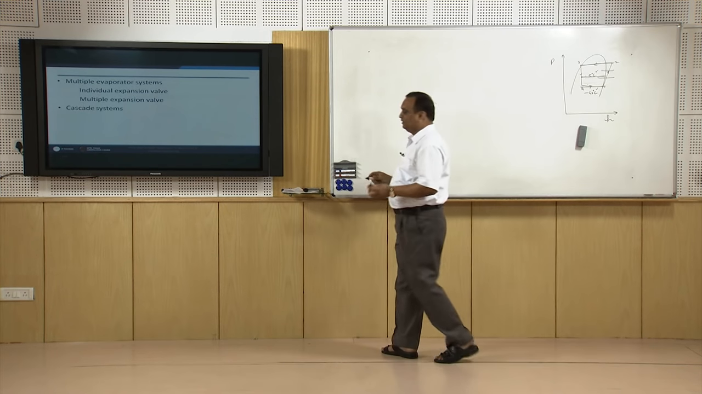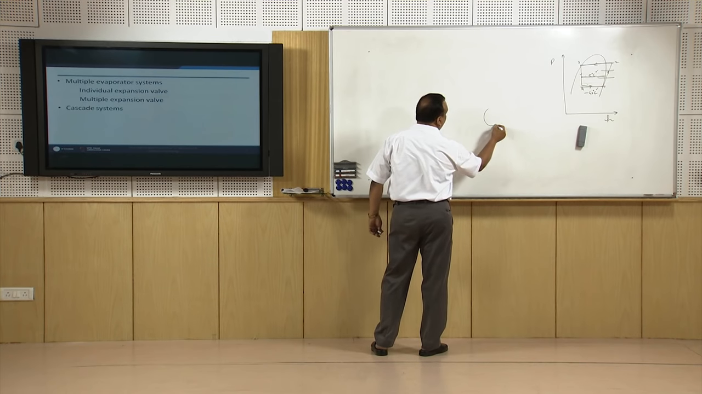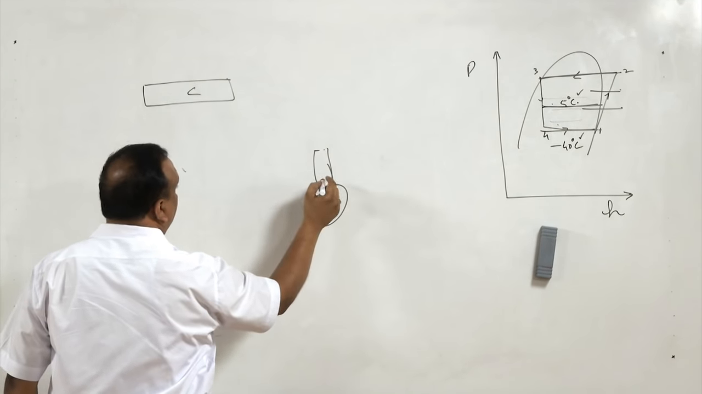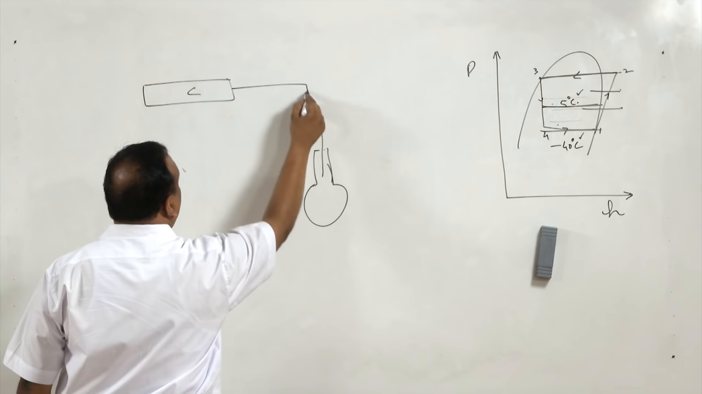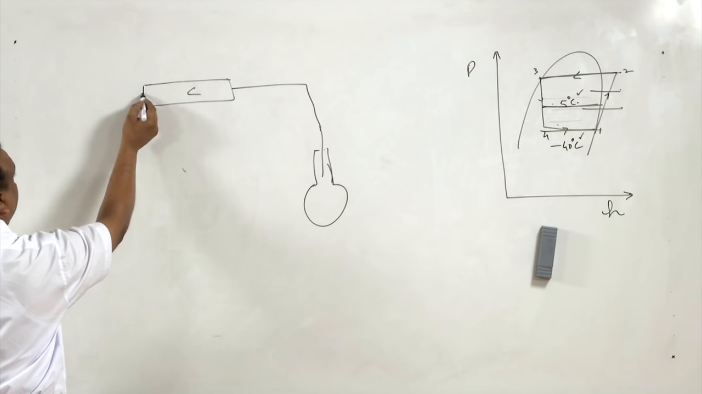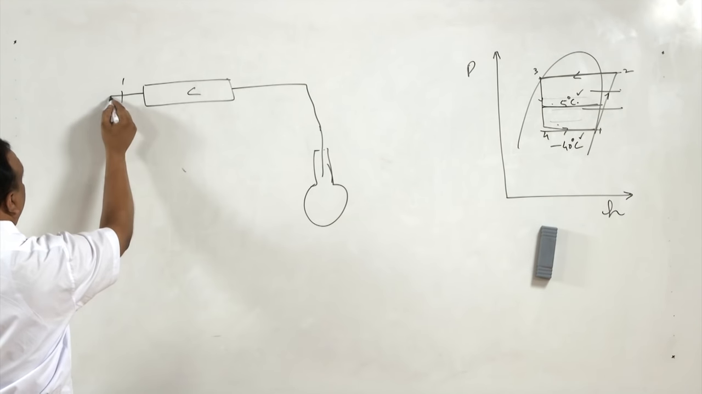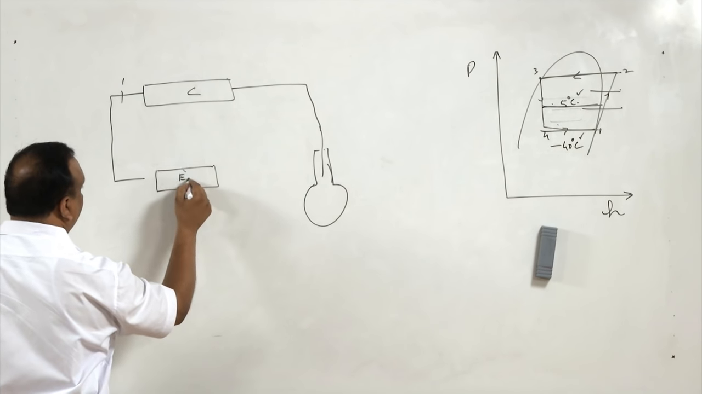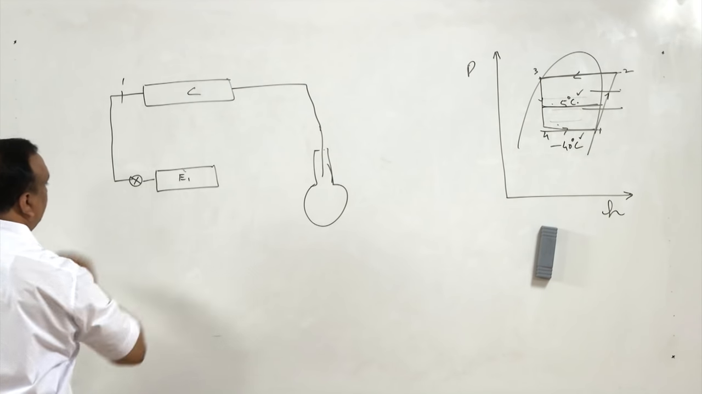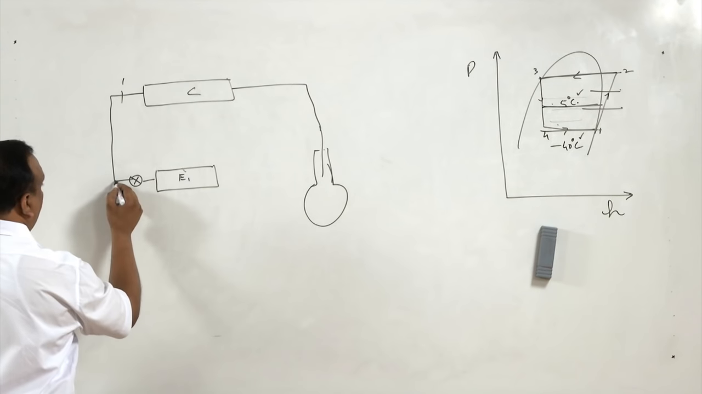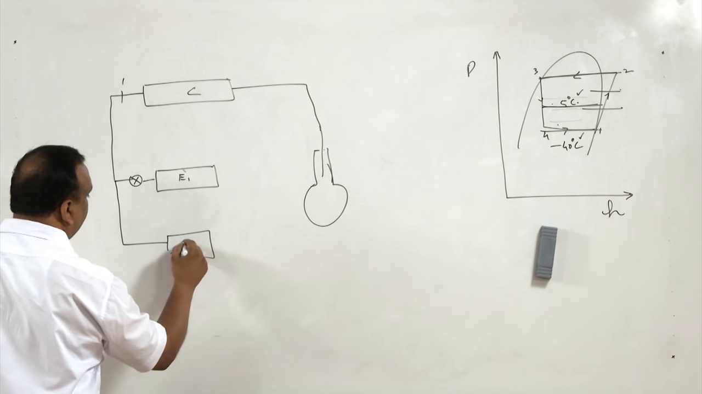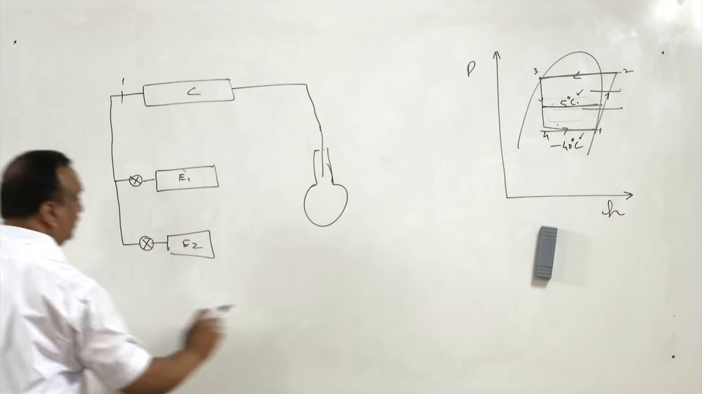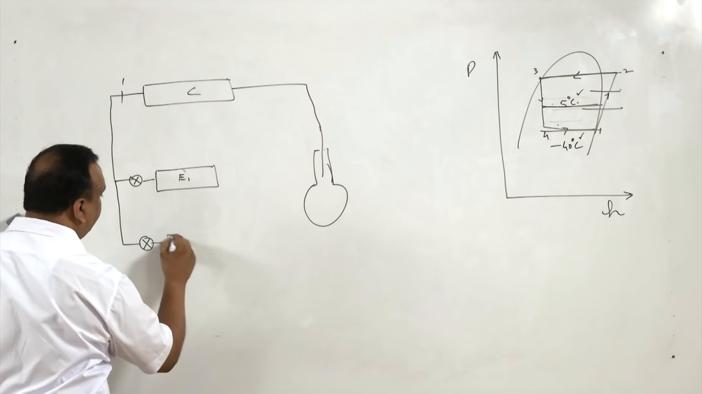Now, in this type of arrangement, there is one compressor and one condenser. The vapor going from the compressor is getting condensed in the condenser. Now, let us come to the evaporation side. Let us start from state 1. It goes to evaporator 1, and before that it gets expanded. Then again, vapor goes to evaporator 2, and it gets expanded in expansion valve 1 and expansion valve 2 respectively, and this is E2.